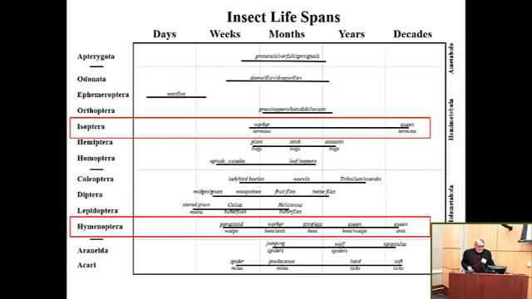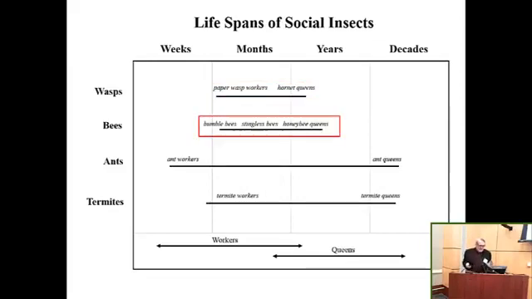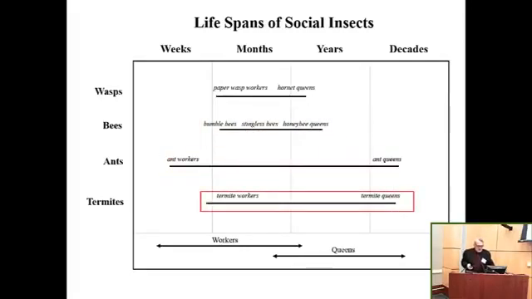So I have another schematic here for the different categories looked at alone. The wasps are months and years. You have the bees, again, months and years. But then you get the ants, where it goes from weeks to decades. Same thing with termites, from weeks to decades for the queens. You see on the right, the ones that live decades are the subterranean ones.